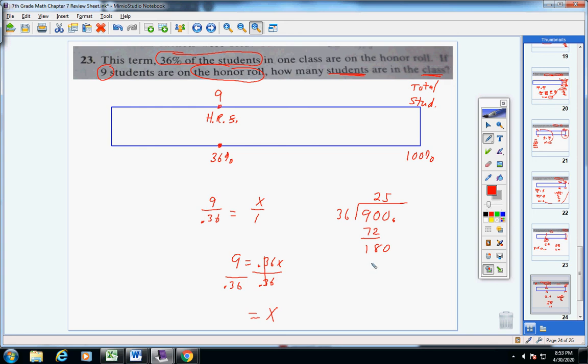Yes, 5. And so there we go. X equals 25. And of course, X is your total students, which is what they were looking for. How many total students are there in the class? 25. Okay? All right, guys.